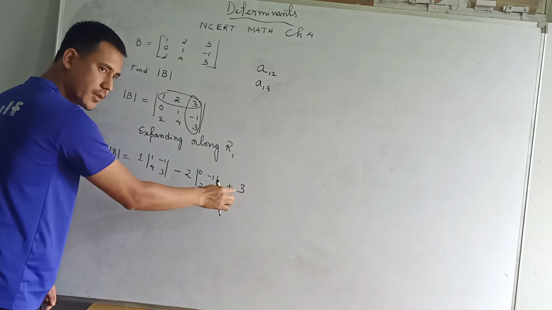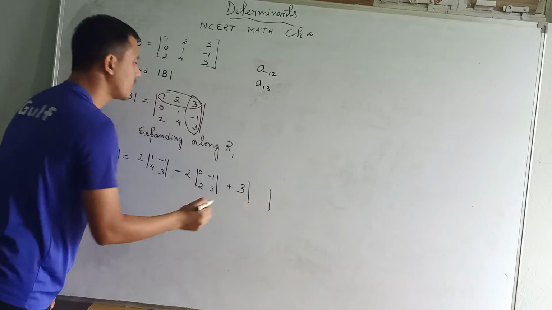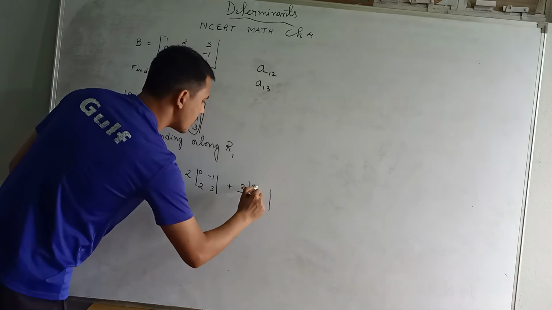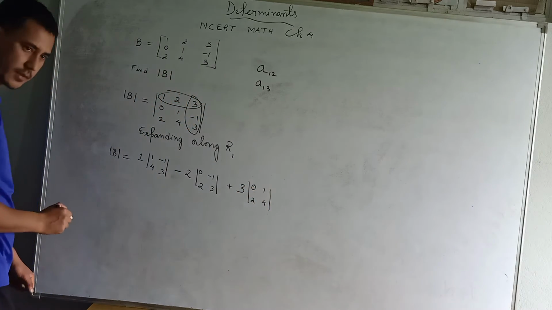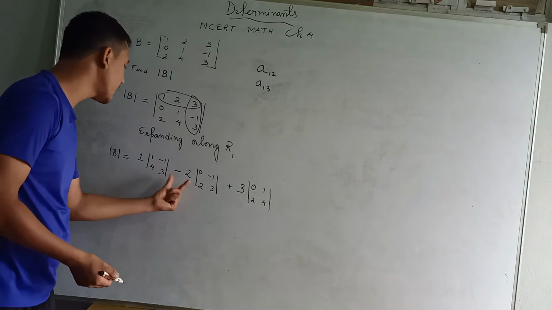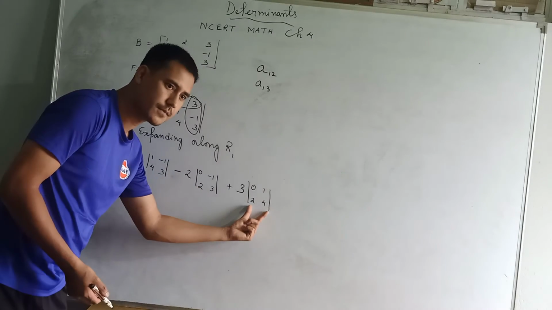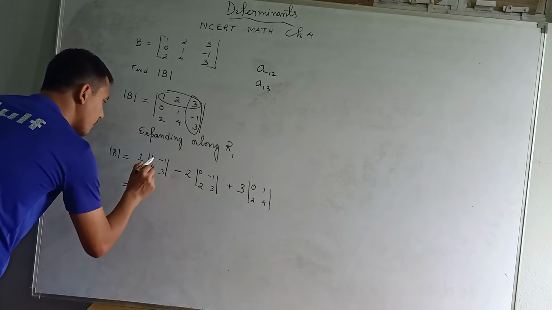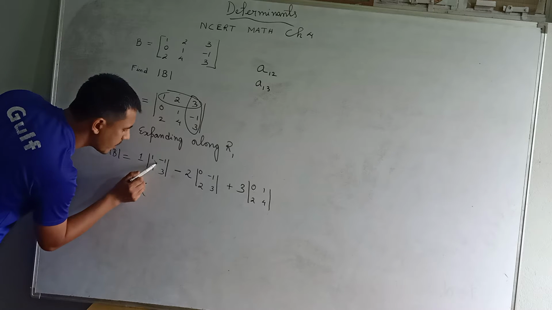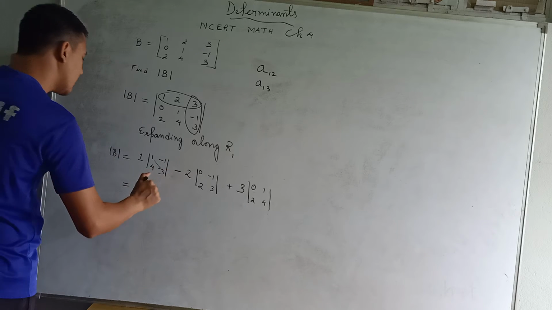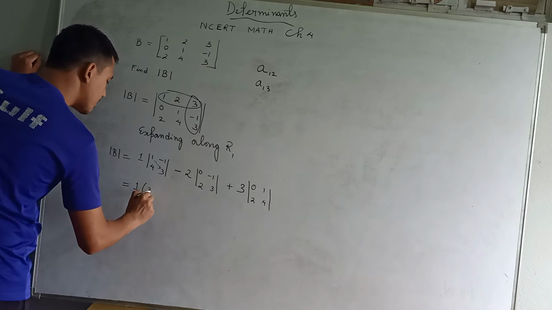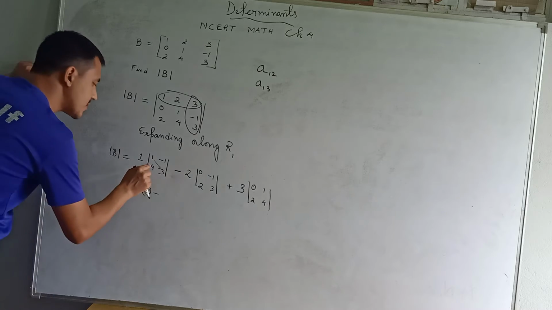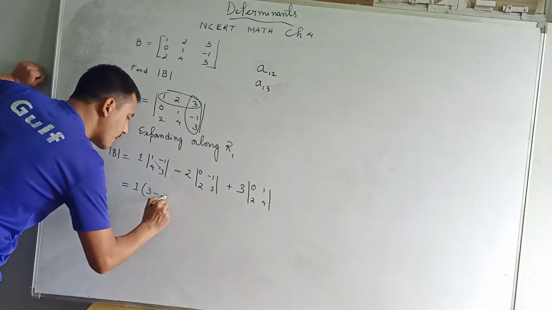The next element is 3, right? And we write the determinant of the remaining elements. We know how to find the determinant of order 2. So 1 as it is, we first multiply diagonally, 3 into 1, 3, minus, and we will multiply the anti-diagonal elements. 4 times minus 1 is minus 4.